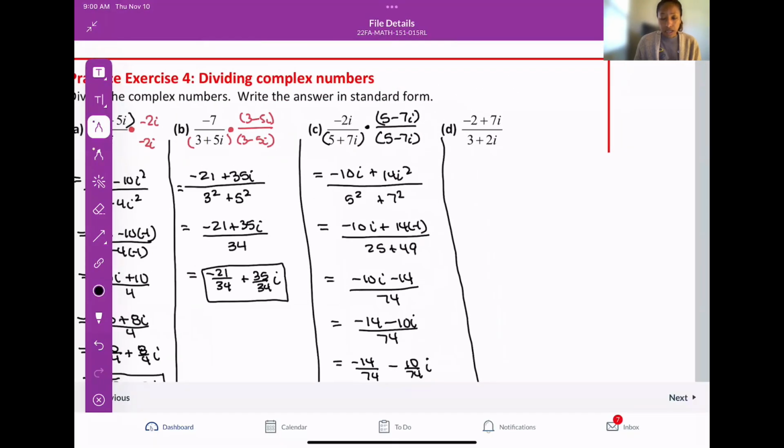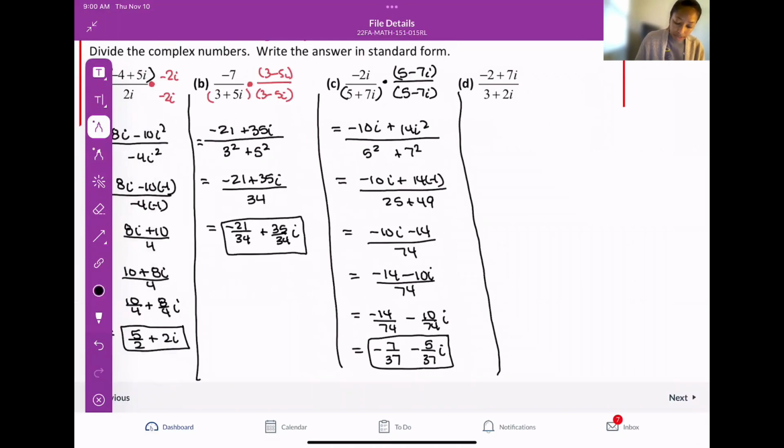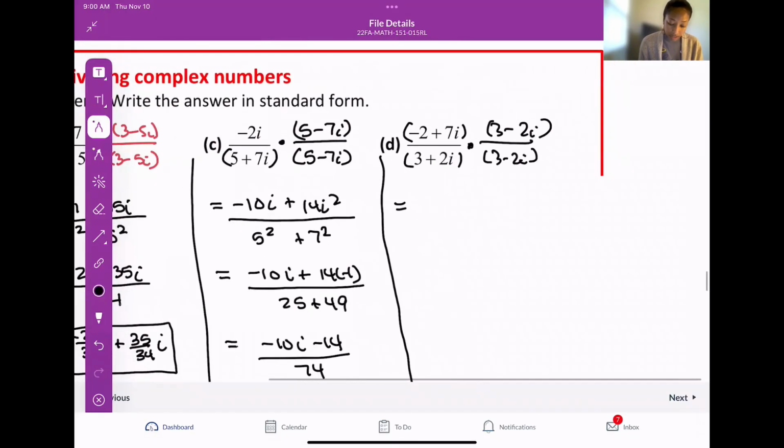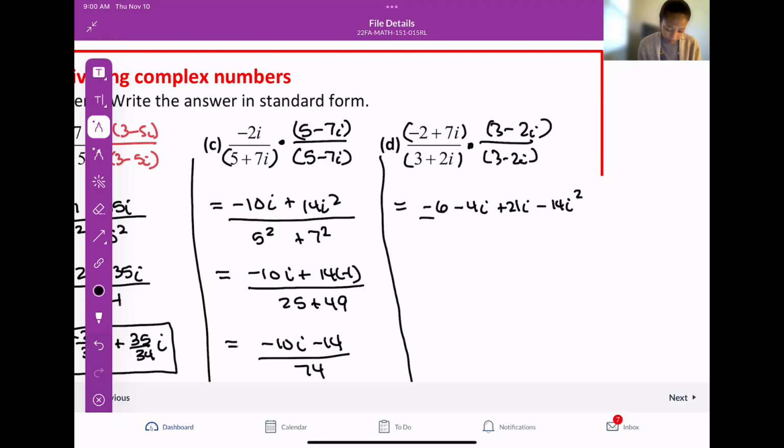Last one, part D, negative 2 plus 7i over 3 plus 2i. Here we're going to multiply by 3 minus 2i in the numerator and denominator. And I just like to throw in my parentheses so that we can all remember we're FOILing this. That gives us, in the numerator, negative 6 minus 4i plus 21i minus 14i squared. In the denominator, we'll end up with 3 squared plus 2 squared.